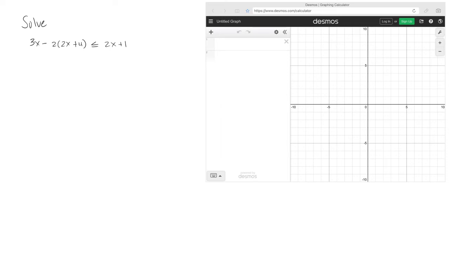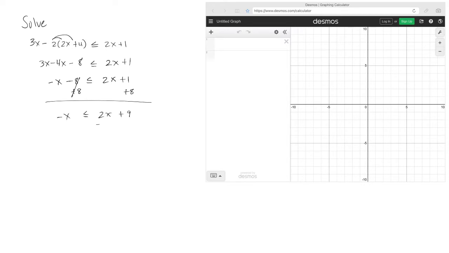In this video, we're going to solve a linear inequality both algebraically and graphically. So let's go ahead and get started. We're going to distribute our negative 2, so we'd get 3x minus 4x minus 8 is less than or equal to 2x plus 1. Combining our x's, 3x minus 4x is negative x, minus 8 is less than or equal to 2x plus 1. Add 8 to both sides, and I would get negative x is less than or equal to 2x plus 9.